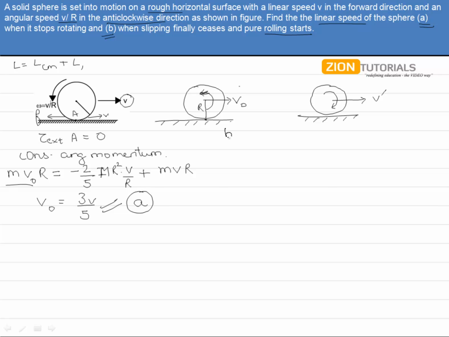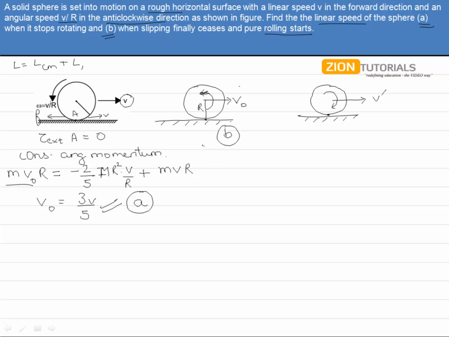Now let us proceed to the B part, in which we need to find out when finally the slipping ceases and the pure rolling starts. Pure rolling starting means that this point is at rest with respect to the ground. So if v dash is in the forward direction, then there will be a v dash in the opposite direction due to rotation itself, so the velocity of this point becomes 0 with respect to the ground.